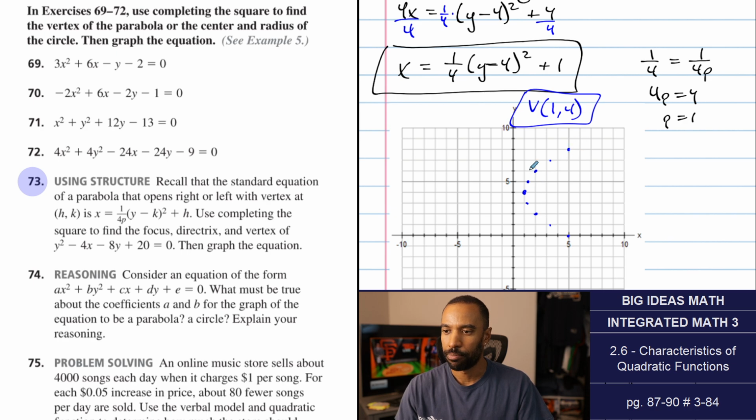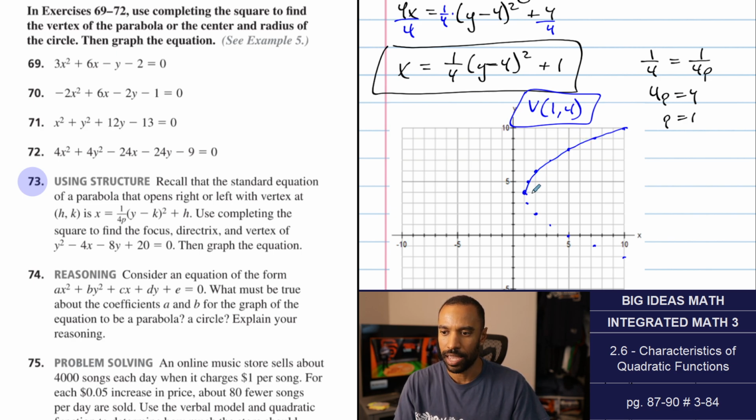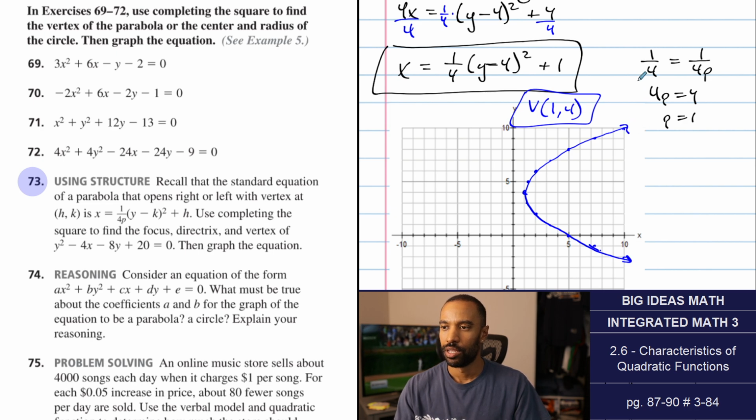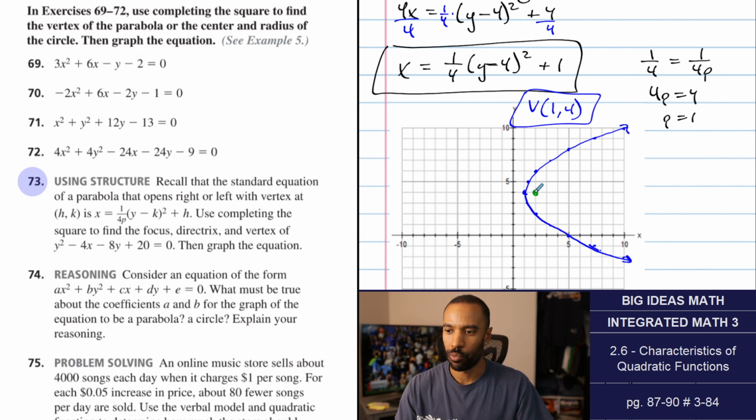We can keep going. Up 5 over 1/4 of 25. It's probably all we can fit. What's 1/4 of 36? Up 6 over 1/4 of 36 is 9. Okay, so we have all these points here. We have our graph. Now the focus is inside of the parabola, meaning to the right. We would add 1 to the x value of the vertex. So the focus is p units away right there. The directrix is 1 unit away on the other side as a vertical line.